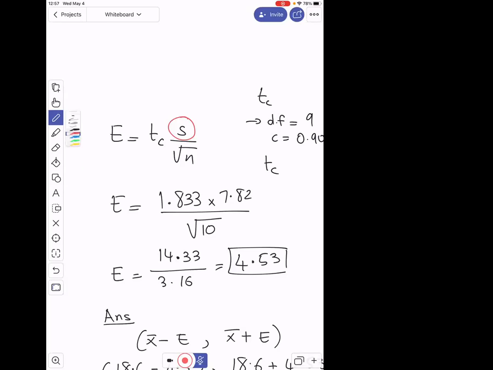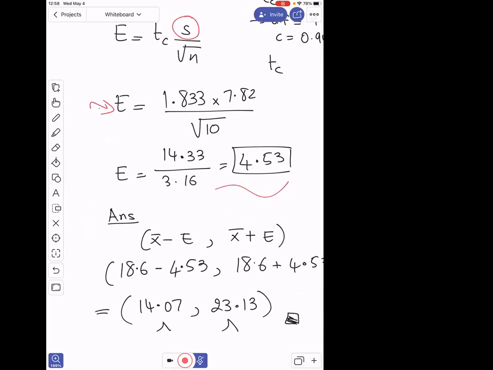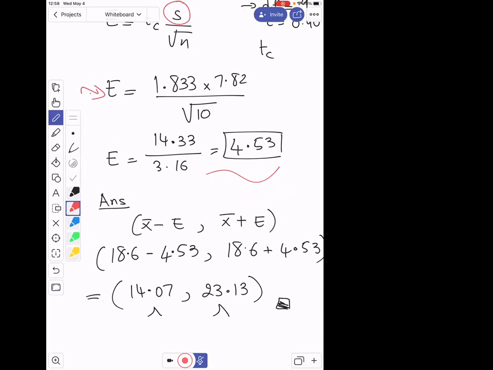Then you can compute your E. Once you have your E, then it's just X bar minus E and X bar plus E. To get E, you take 2.821 times the standard deviation, then whatever you got from that, you divide by the square root of n. You divide by the square root of 10.